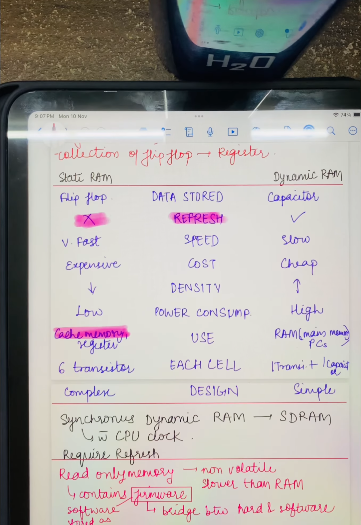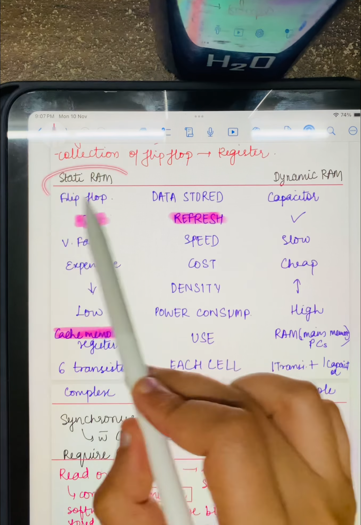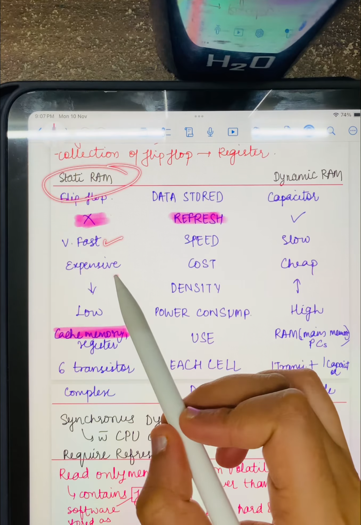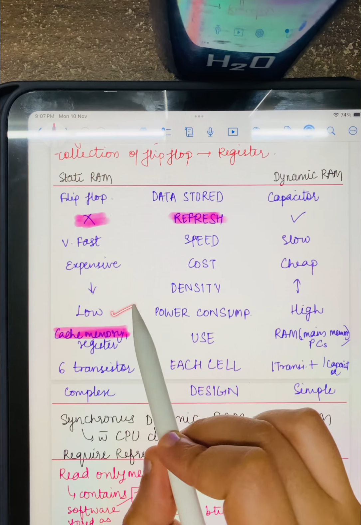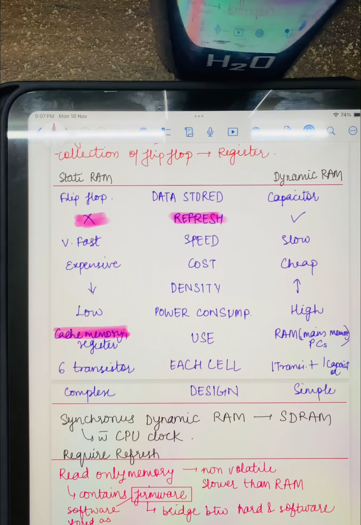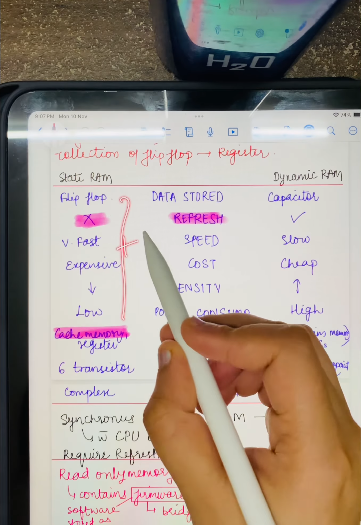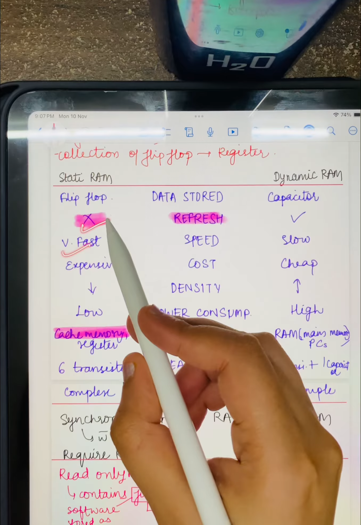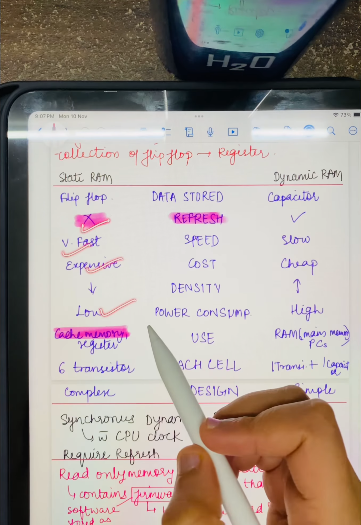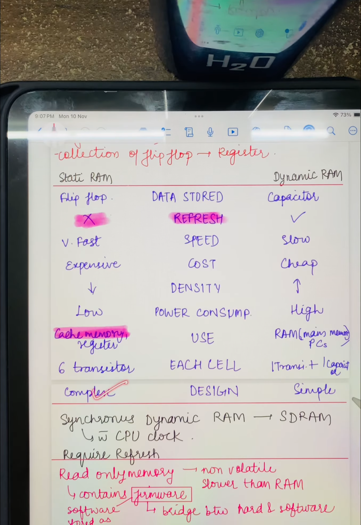So let me summarize it. Understand it yourself. Static RAM is very fast, so it would be expensive. It would consume low power. These are basic things you can even assume. It does not require refresh. So these are some positive components: fast, does not require refresh, expensive, low power consumption, complex design. Similarly, dynamic RAM is cheap, slow speed, requires refresh, high density, high power consumption, and simple design. Some of the obvious things that you could now remember.